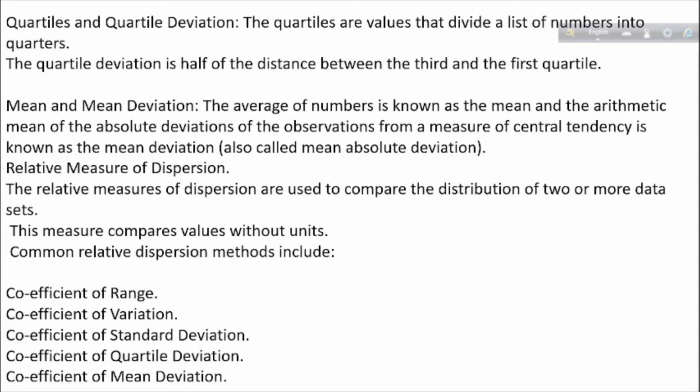Quartiles and quartile deviation. The quartiles are values that divide a list of numbers into quarters. The quartile deviation is half of the distance between the third and the first quartile.